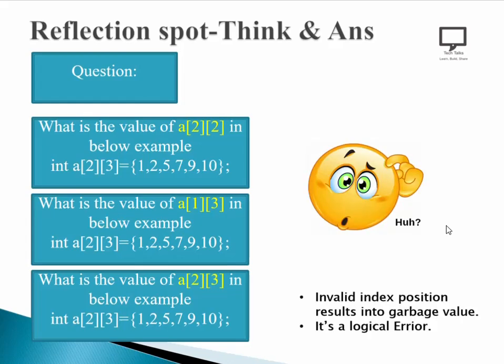No. Why? Because they are invalid index positions and they will result in either a garbage value, and this is also called a logical error. See how many rows there are: only 2 rows, and the index starts from 0, so 0 and 1 are the only valid positions. 2 is an invalid position. The same goes for the column value in this example: there are 3 columns, so column 0, column 1 and column 2. 3 is an invalid position. In the same way, 2 is an invalid position for the row value and 3 is an invalid position for the column value. Hence all three are invalid positions and will result in garbage values.